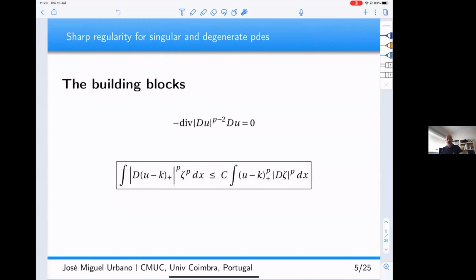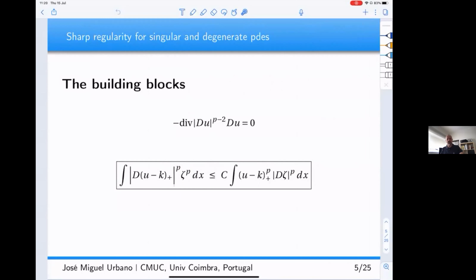And the fact that you don't have uniform ellipticity, the fact that the equation is degenerate if p is greater than 2, because the ellipticity coefficient vanishes at critical points, or singular if p is less than 2, because this coefficient goes to infinity at critical points where the gradient is 0, doesn't affect the proof, because you are still able to derive this type of Caccioppoli estimates.